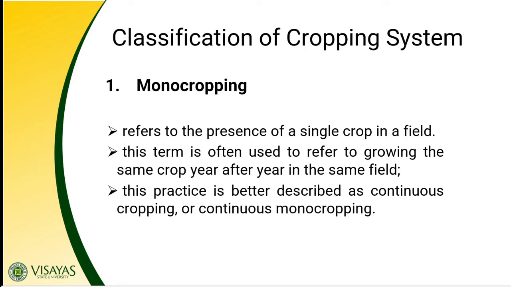Okay, for the classification of cropping system, there are two. The first one is monocropping. Monocropping refers to the presence of a single crop in a field. So from the prefix mono, meaning single or one. This term is often used to refer to the growing of the same crop year after year in the same field. And this practice is better described as continuous cropping or continuous monocropping.